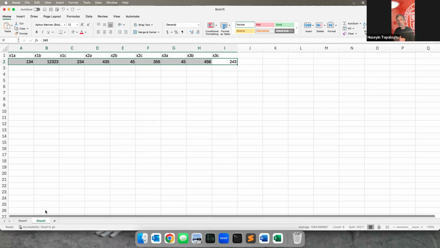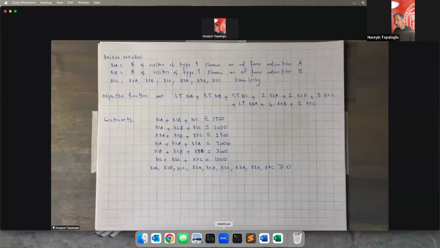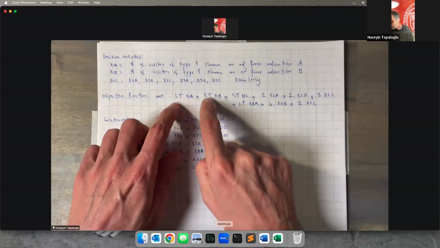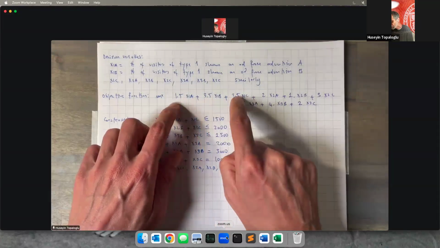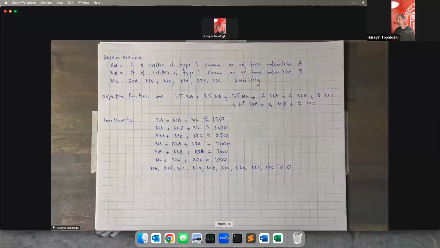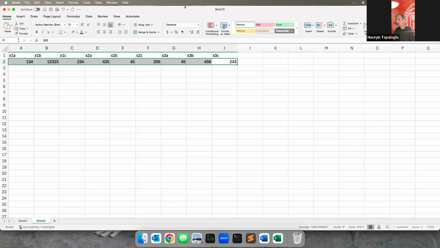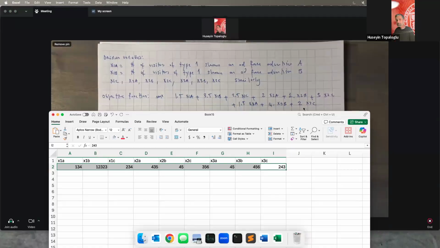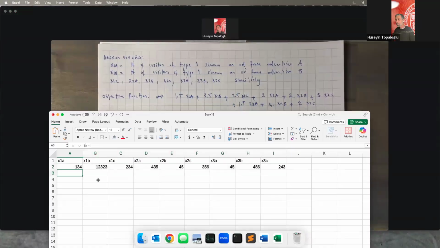When we say solve, Solver is going to adjust the values of those decision variables. Now the next thing we're going to do is write a formula for our objective function. It is 1.5 times x1a, 3.5 times x1b, 2.5 times x1c, and so on and so forth. Writing this humongous formula is going to get somewhat tedious, so here's how we're going to write this formula in Excel.